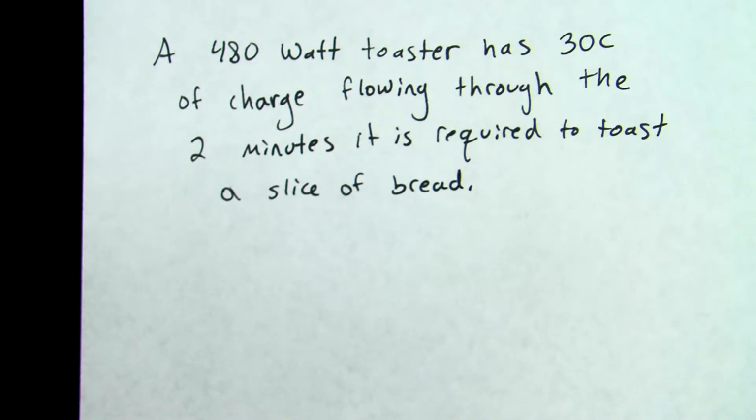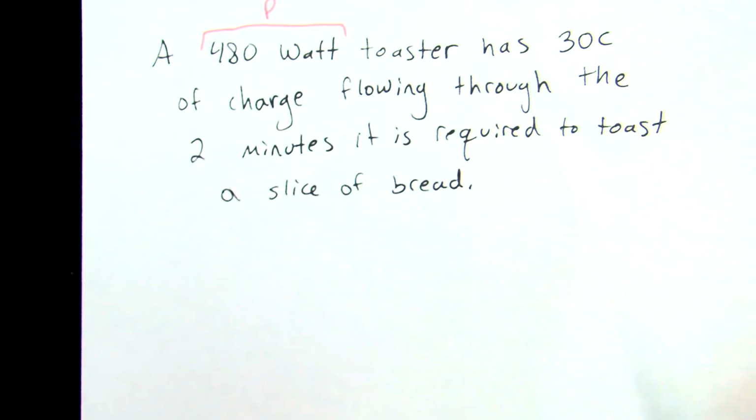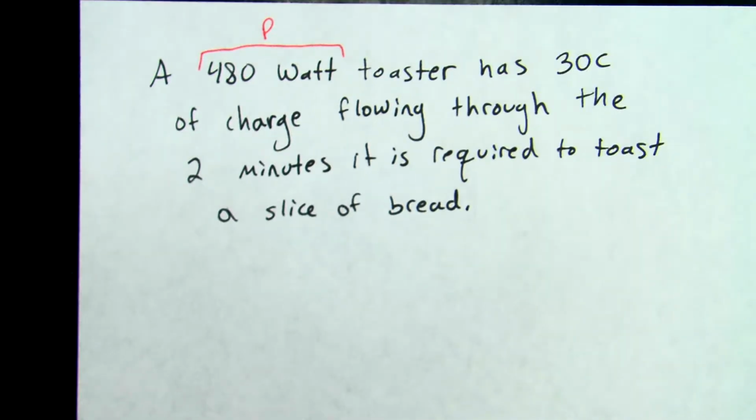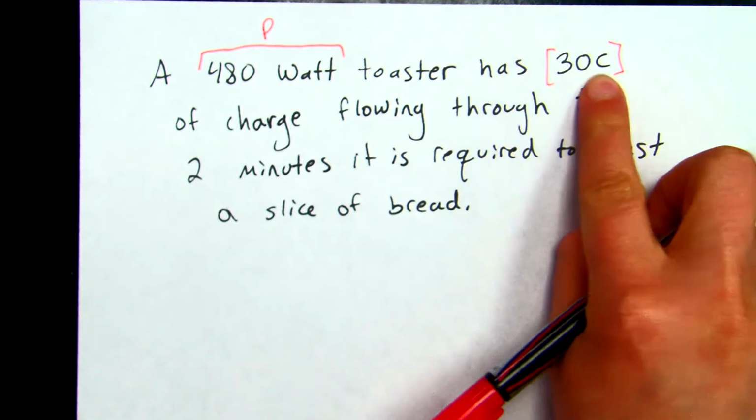Look at a 480 watt toaster that has a 30 coulomb charge flowing through the 2 minutes it's required to toast a slice of bread. Now, if you like burnt toast, you might use longer than 2 minutes, and you can adjust this question to your liking if you wish. So here we see our power. We know it's power because it's in watts. But here is a number we haven't seen in a while, and a unit we haven't seen in a while.